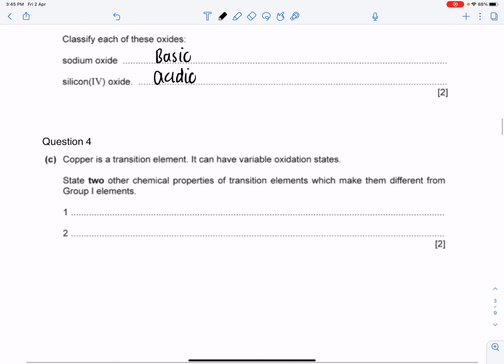Copper is a transition element. It can have variable oxidation states. State 2 other chemical properties of the transition elements that make them different from the group 1. So this again is the same question asked in a different way. So it's just a remember it question. They make good catalysts.